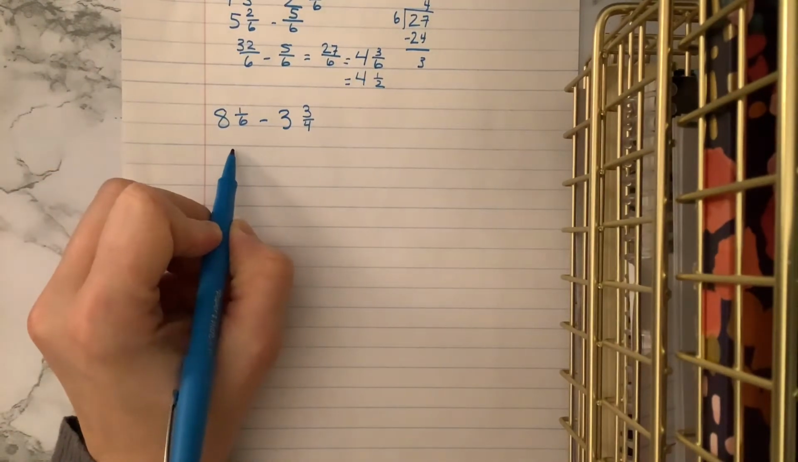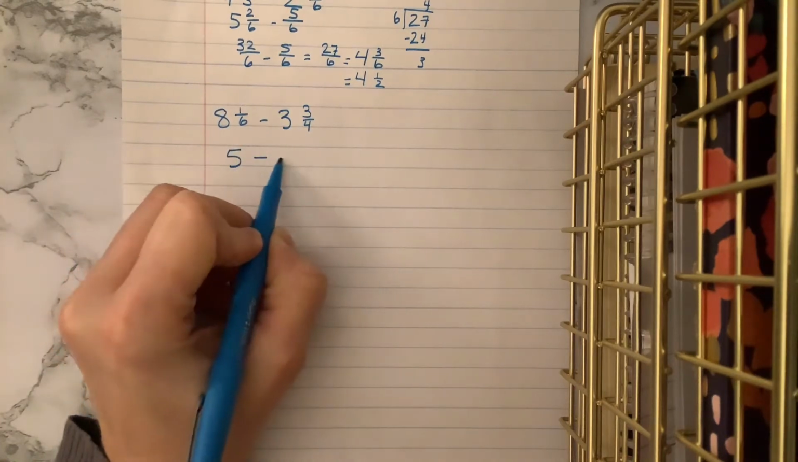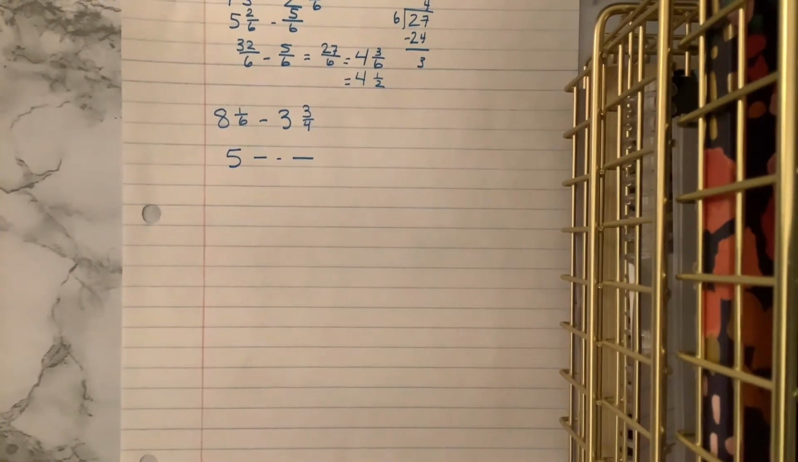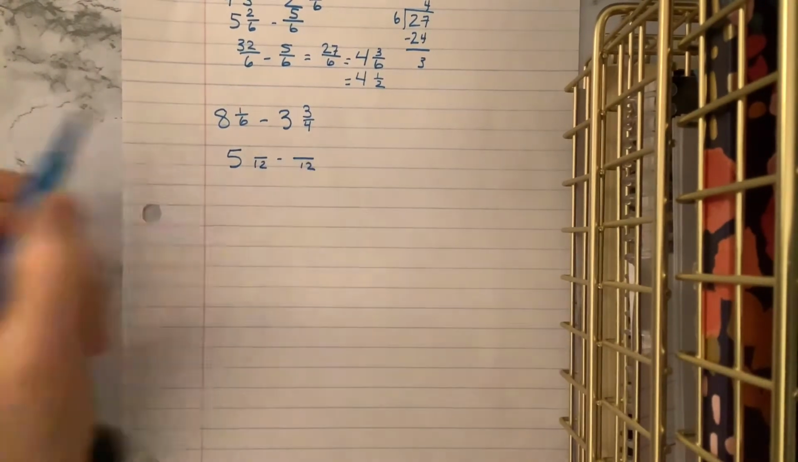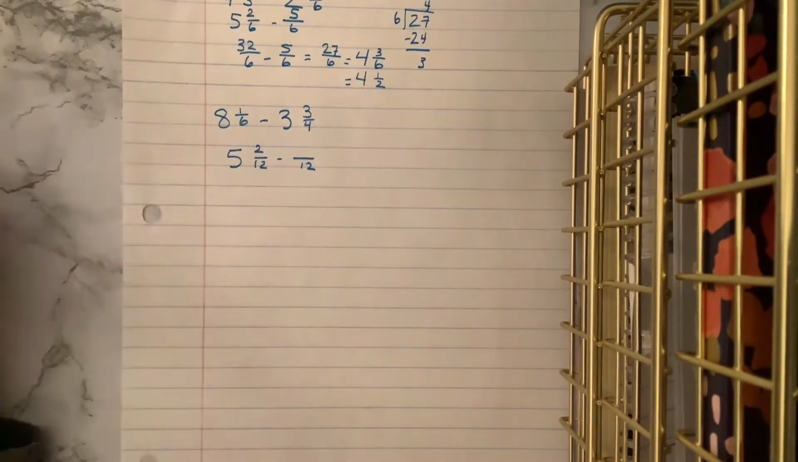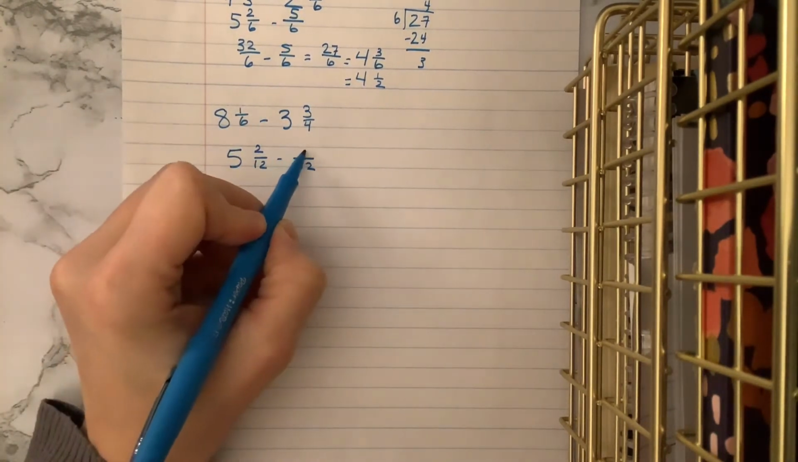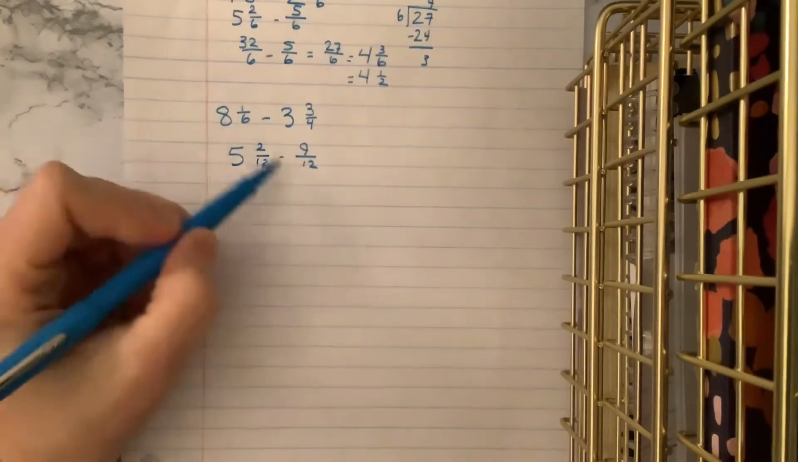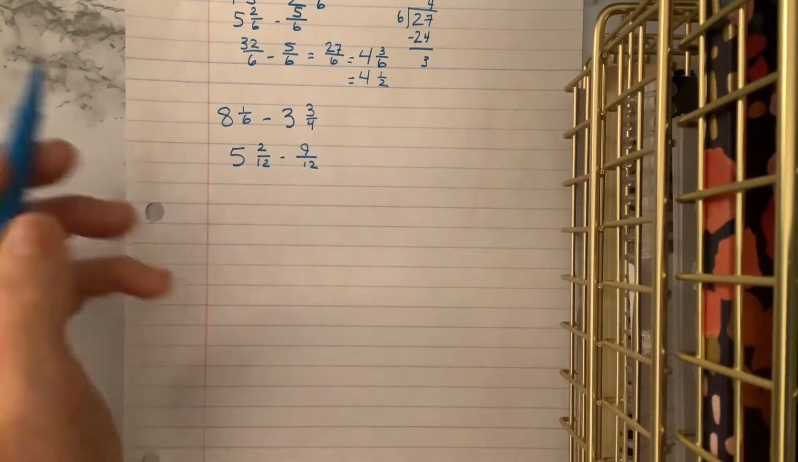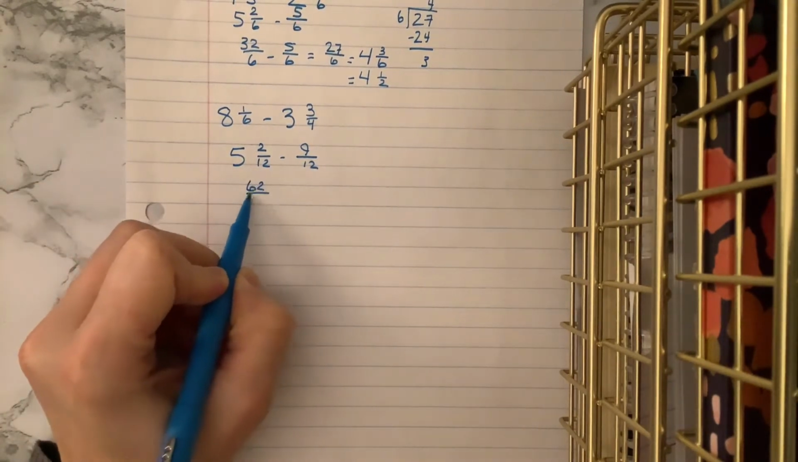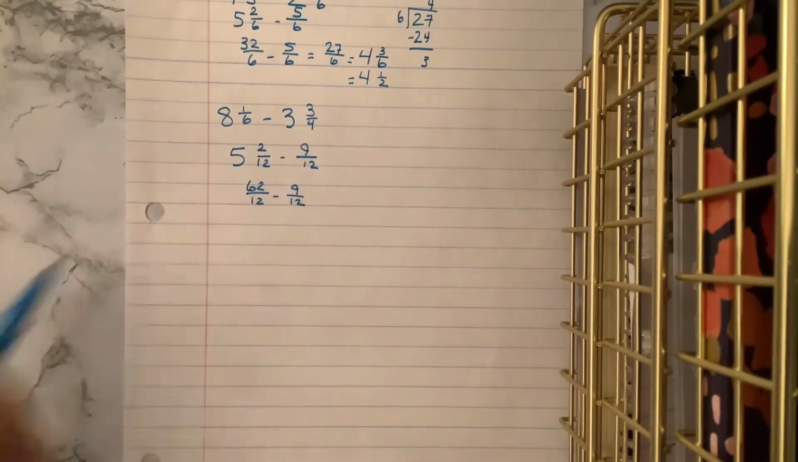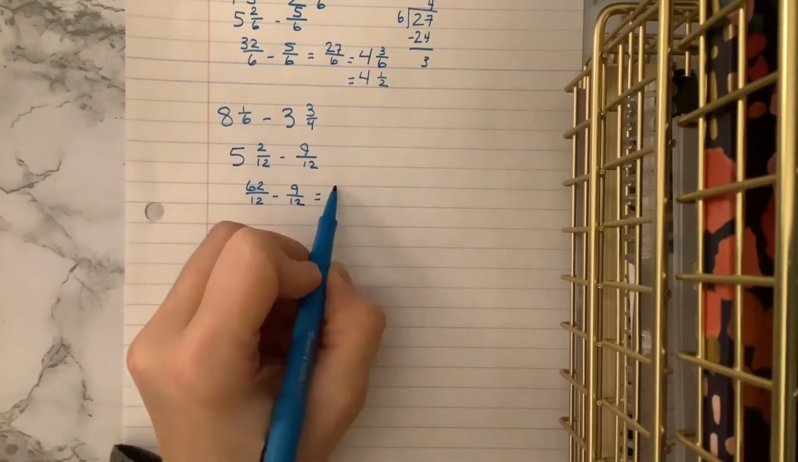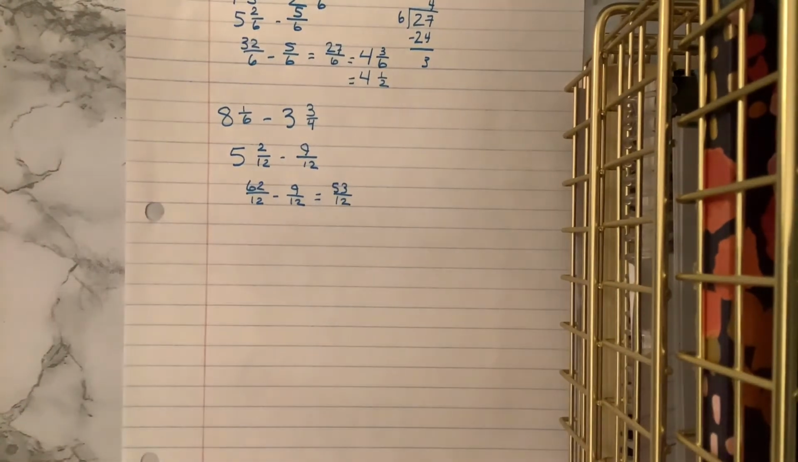So we start with those whole numbers. 8 minus 3 is 5. And we need to find a common denominator here. Our common denominator, hopefully you found, was 12. Okay. 1/6 equals 2/12. 3/4 equals 9/12. Again, this is a subtraction problem that we cannot solve as is, so we need to make this improper. So 5 times 12 is 60, plus 2 is 62. Now we can do our subtraction. 62 minus 9 is 53/12.